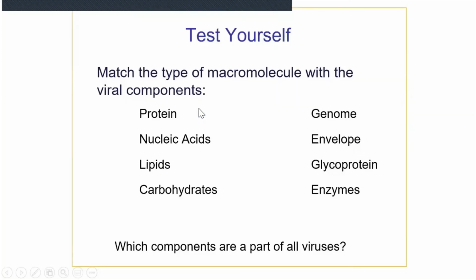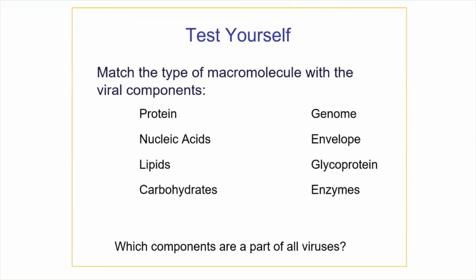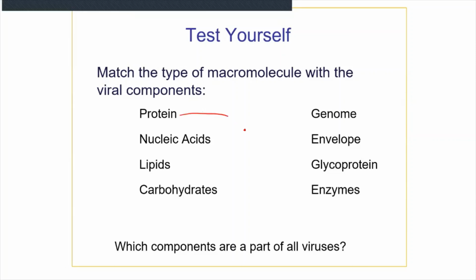So this is the last slide for this part of the lecture. Kind of just a little matching question here. See if we can figure out what is going on here. You can see I have the macromolecules on the left, and I have some virus parts on the right. So let's take a look at this. First of all, which of these things is proteins? There's two answers to that. I didn't mean to have two answers, but the main answer is enzymes.